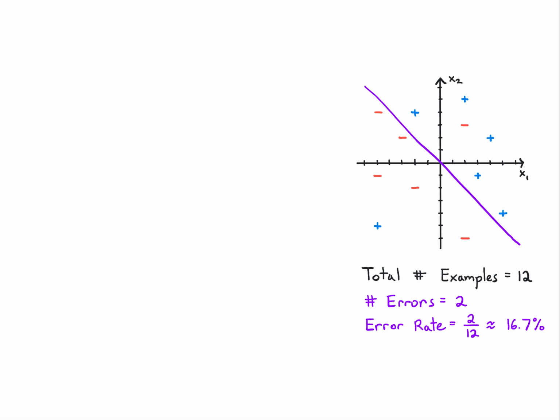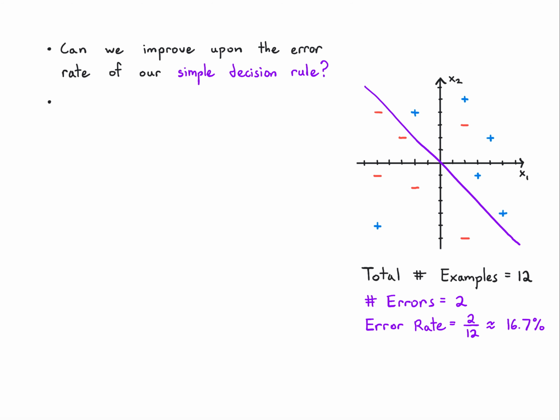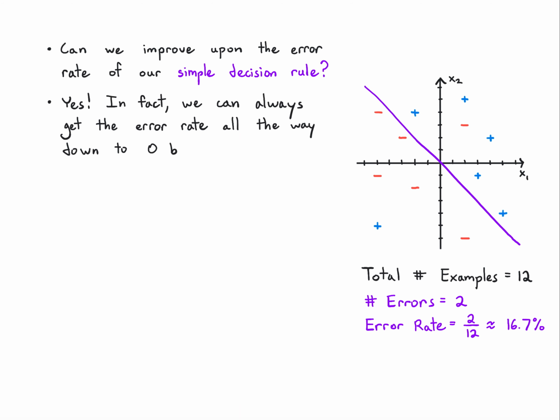Well, here's another way to think about this. Is there some way I can actually improve on my error rate for this simple decision rule? So remember we had this purple line and I had a 16.7% error rate. So could I come up with a decision rule that's better than this? Well, actually, yes, it's easy to come up with a better decision rule if I'm just thinking about it naively. And I can always actually get the error rate all the way down to 0. One way to do that is by memorizing the data set or by designing a more complex decision boundary.